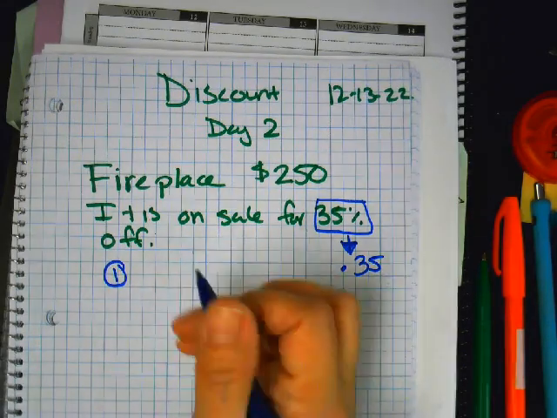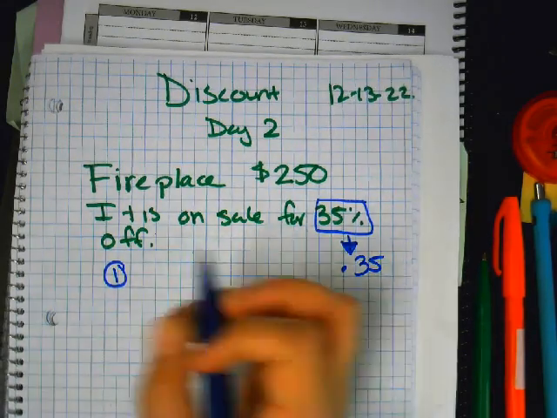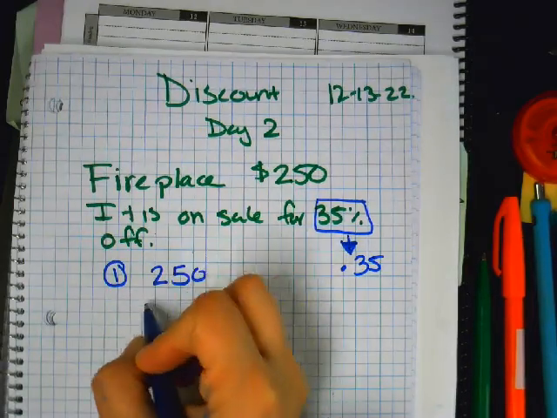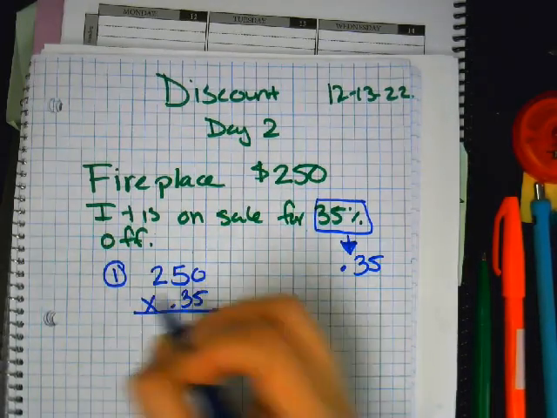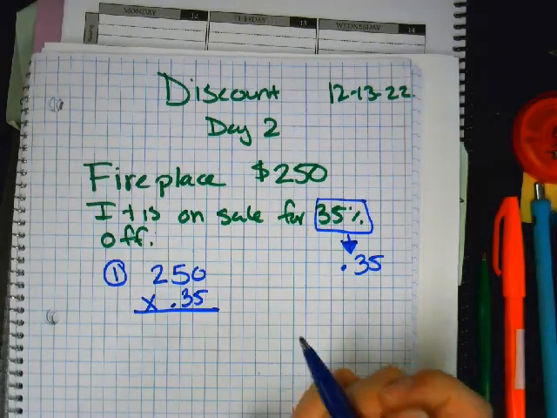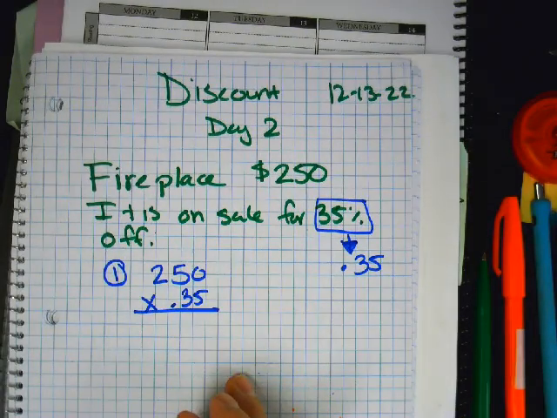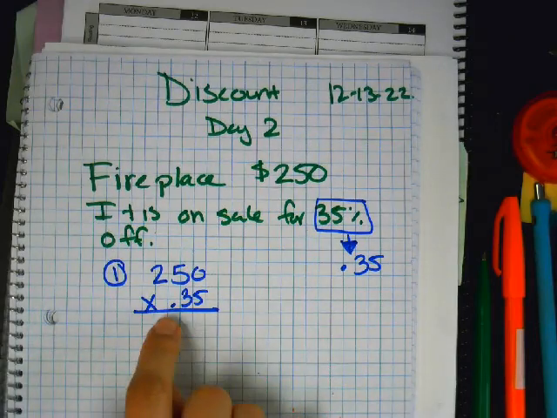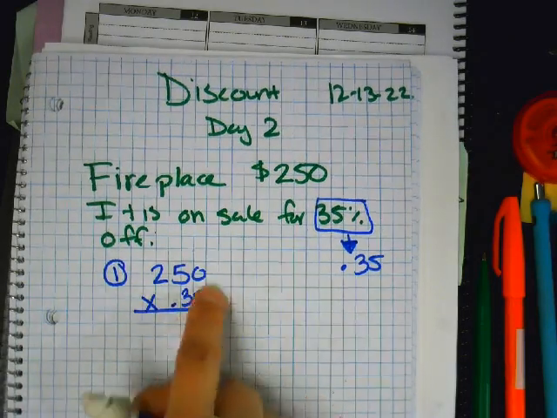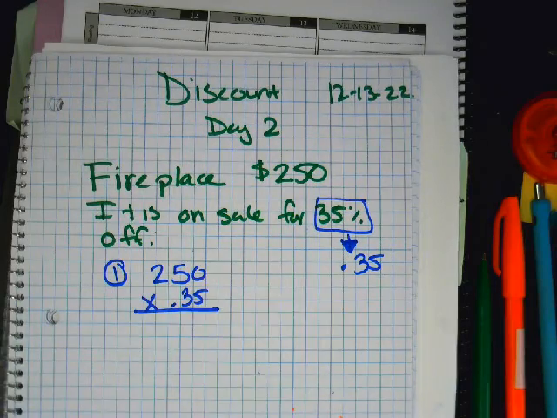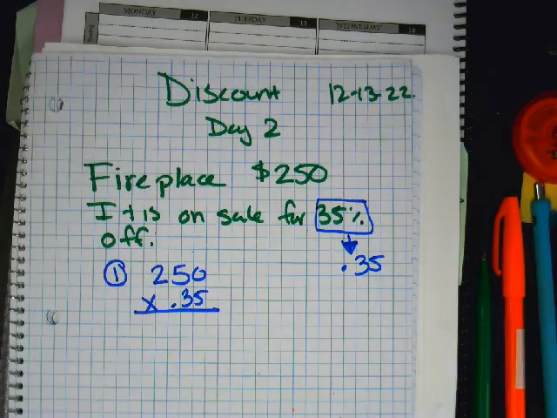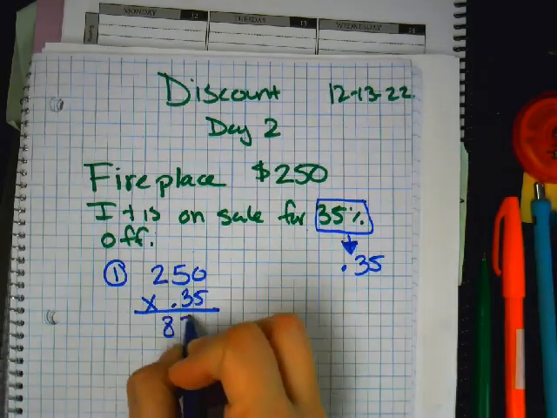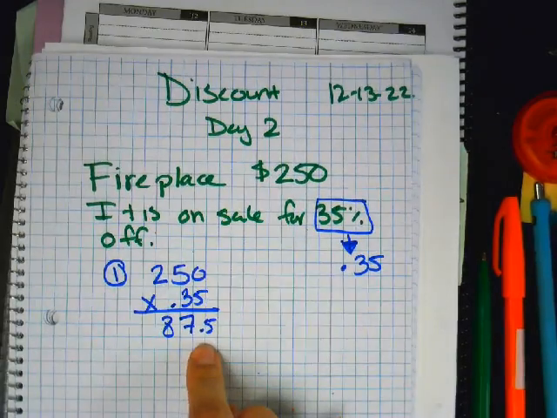All right, so what's my first step after? Multiply. So 250 times 0.35. All right, let's Google search a calculator, plug it in, and tell me what you get with the calculator. Just telling everybody, you write down the problem, and then use a calculator. And we get 87.5. Now, what does this number represent?